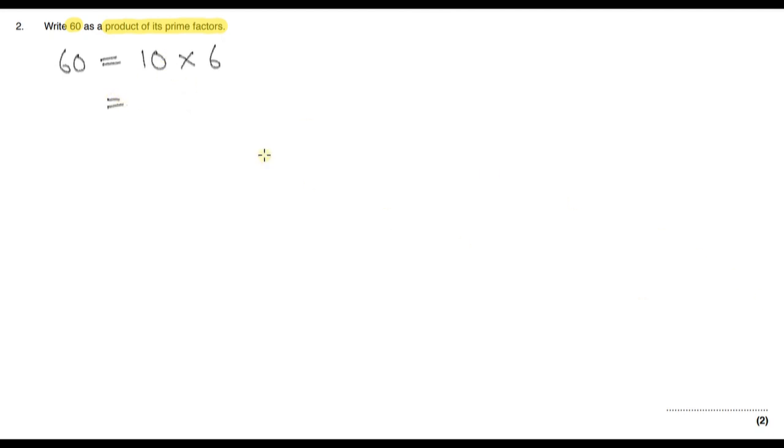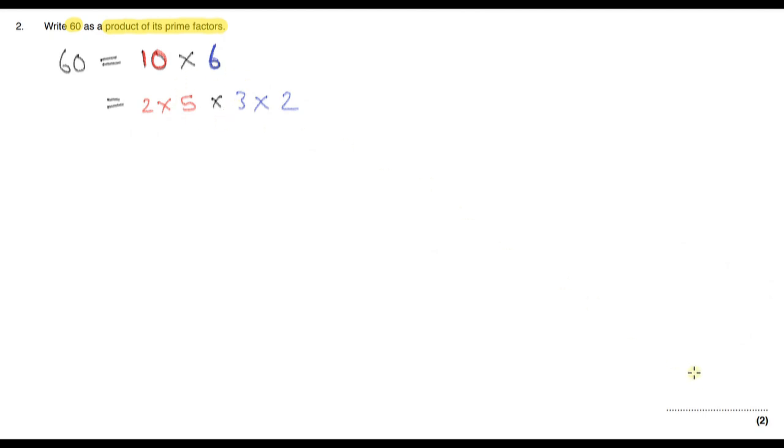Now with 10, we can see that 10 is definitely not prime. So we're going to have to break 10 down, and 10 is the same as 2 times 5. And exactly the same with 6. We can see that 6 is definitely not prime, but 6 is the same as 3 times 2. So it's going to be 2 times 5 multiplied by 3 times 2. And notice these are all prime numbers, so we are done. We could leave it like this.